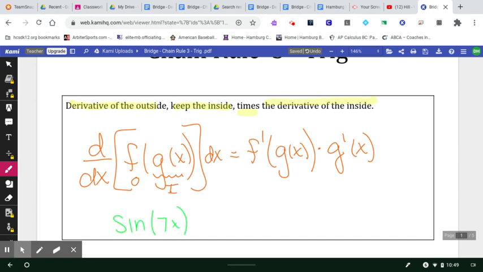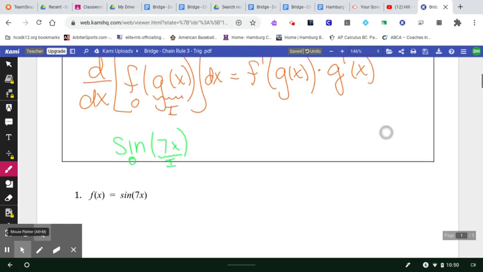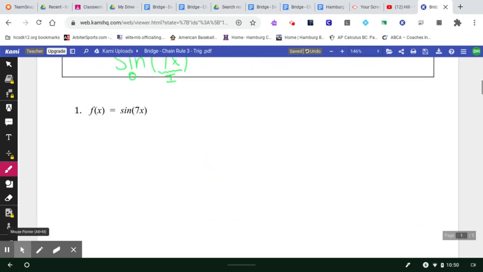And again, I think the inside is going to be semi-obvious, because we could put the parentheses in there and you'll see that 7x is the inside. My outer function would be the sine function. Okay, so that's kind of what we'll be dealing with in this series today. Number 1, the sine of 7x.